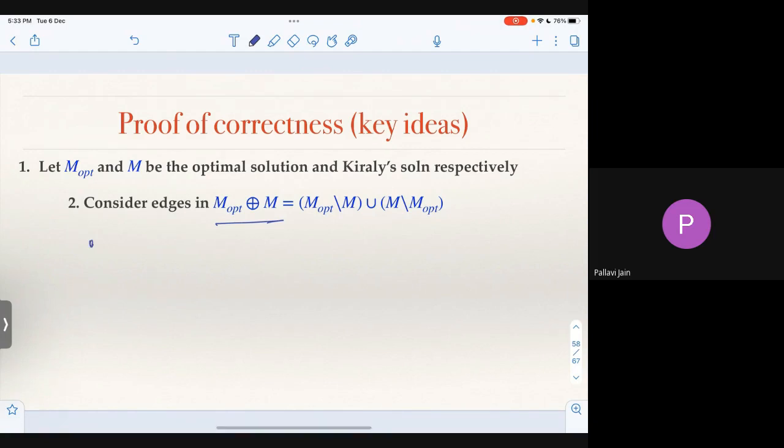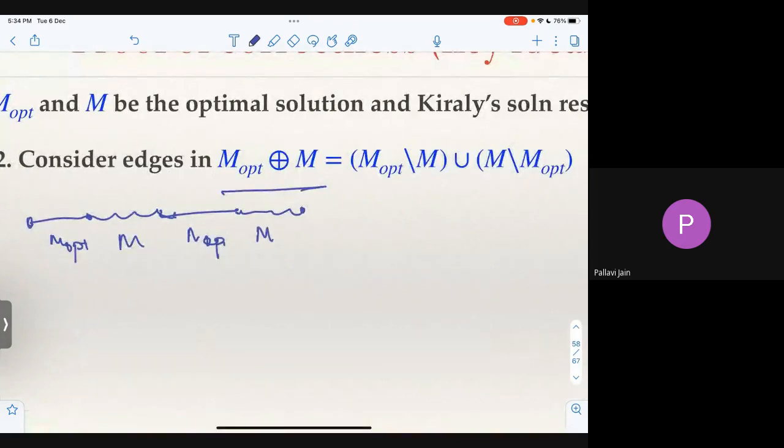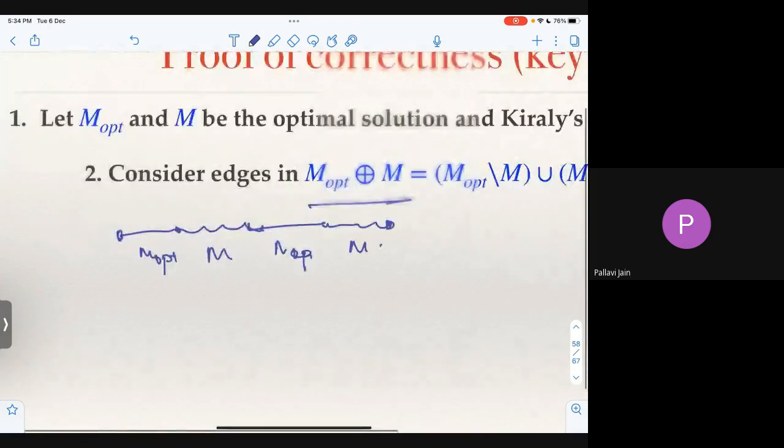So let me draw the paths like this. You can have a path that starts with an M opt edge, has an M edge, then an M opt edge, then M, and so on. This is an alternating path. But notice here, it starts with an M opt edge and ends with an M edge. Whenever you have these sorts of paths, you can count and see they must have an equal number of M opt edges and M edges, right? Okay.